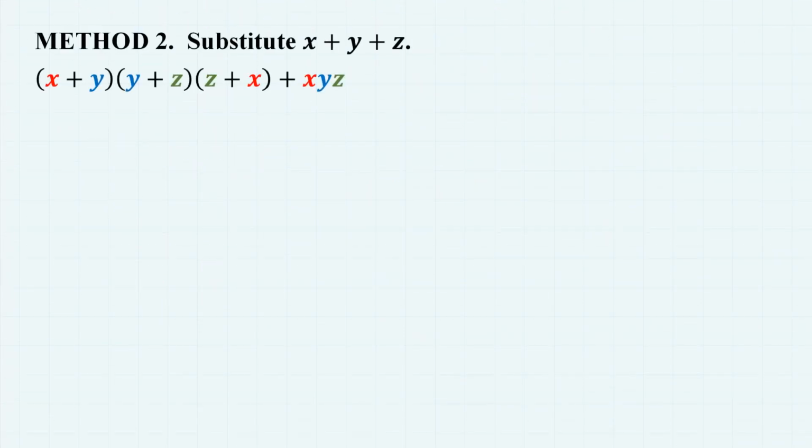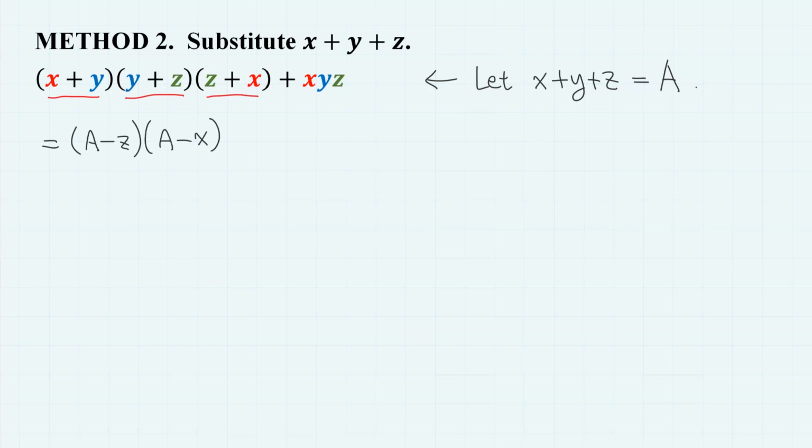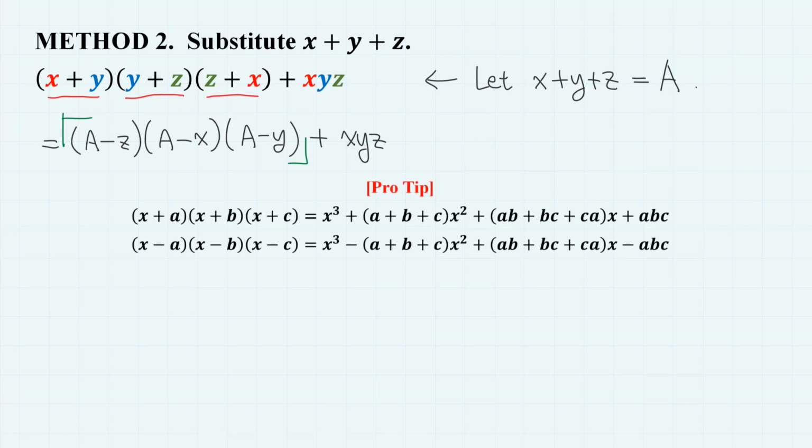The second method comes from the fact that we have a sort of cyclic expression right here with x + y, y + z, and z + x. Therefore, by intuition based on lots of experience again, let us substitute x + y + z with a. Then x + y equals a − z, and y + z equals a − x, and z + x equals a − y. As for this part, we have an expansion formula for that.